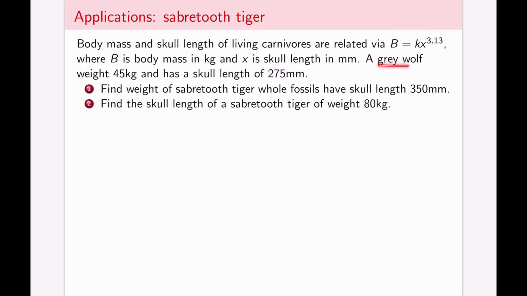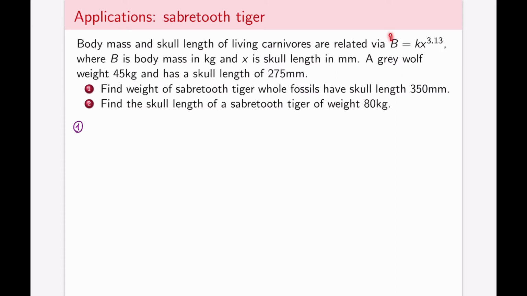So first of all, we know that a gray wolf weighs 45 kilos and has a skull length of 275 millimeters. We are now, using this information, going to try to find the weight of a saber-toothed tiger whose fossils have skull length of 350 millimeters, and also find the skull length of it if it weighs 80 kilograms. So the same problem, but in two different directions. So let's start with the first part.